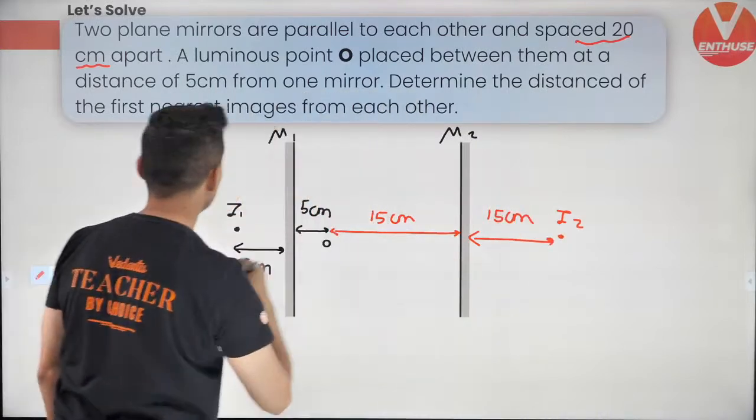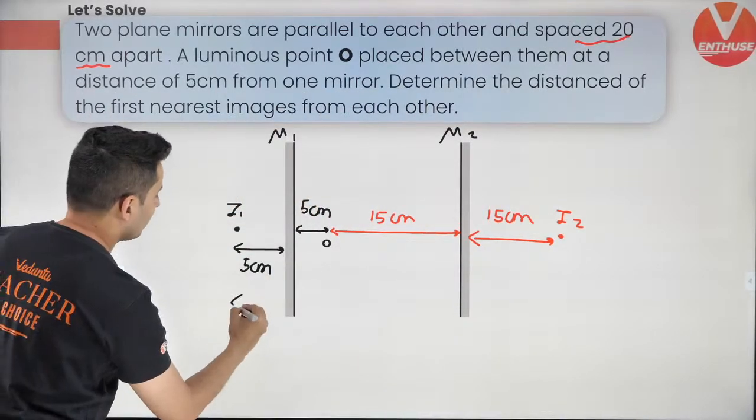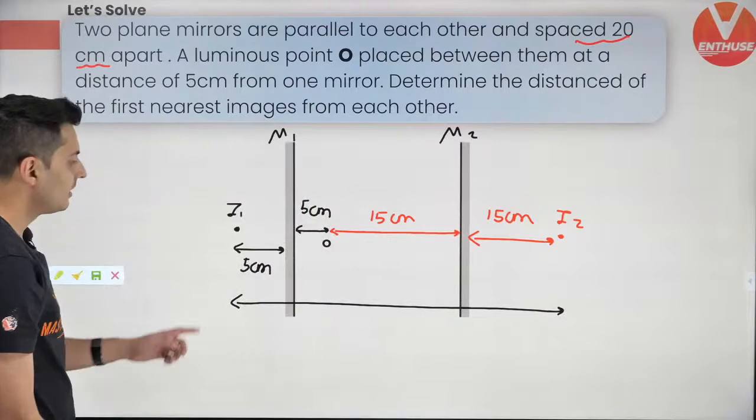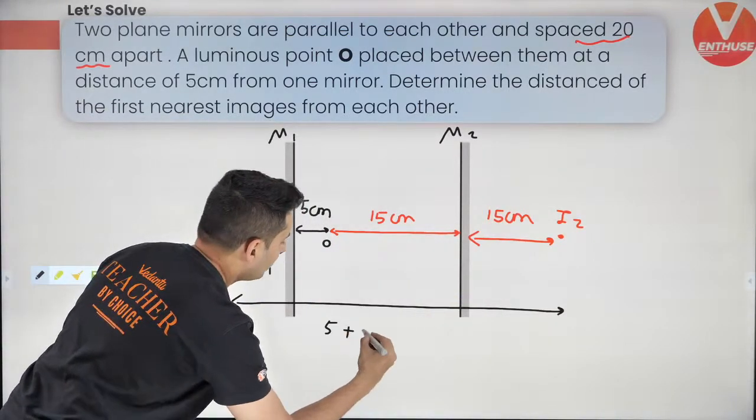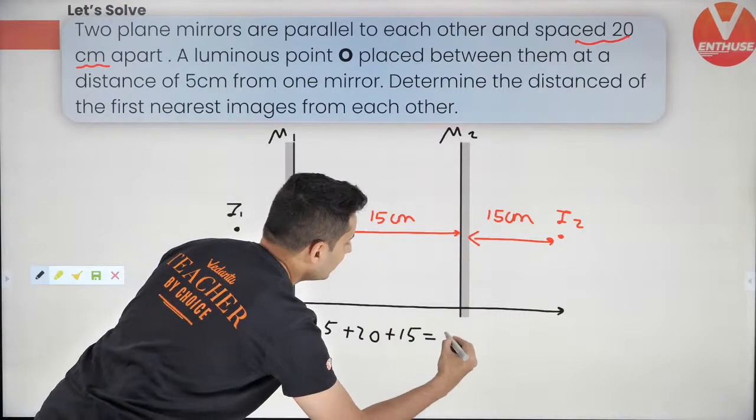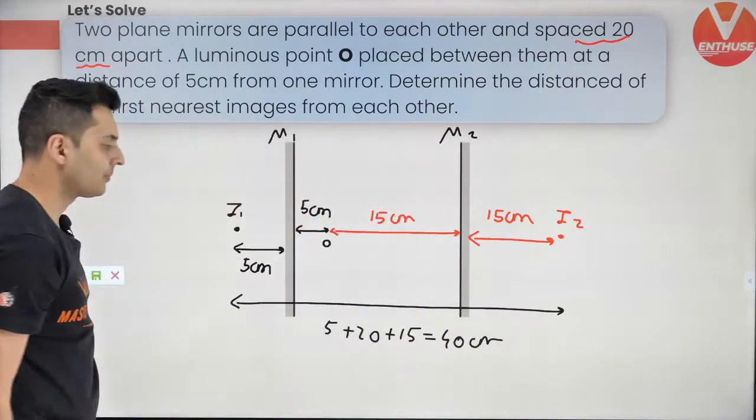15 centimeters. So now think about it. What is this total distance? 5 plus 20 plus 15, guys. It is 40 centimeters. That's the answer.